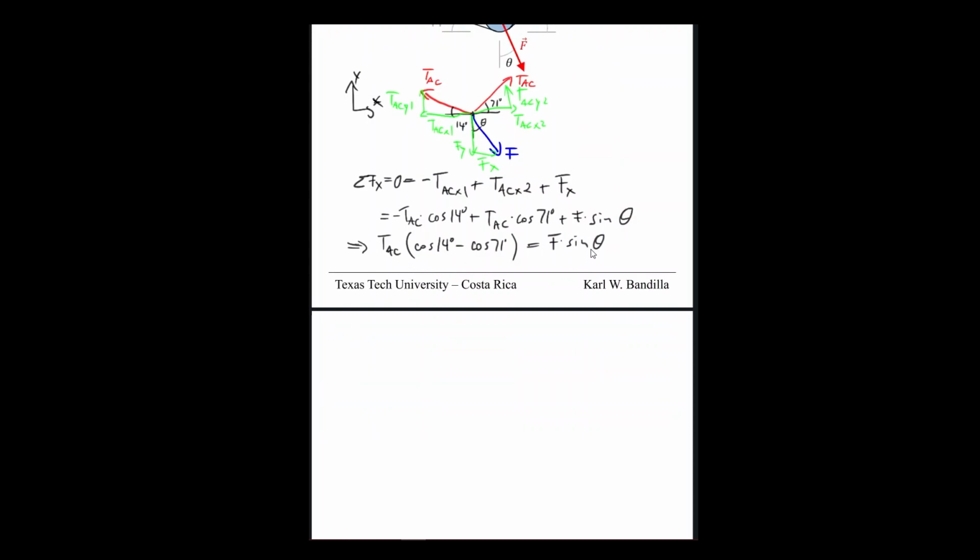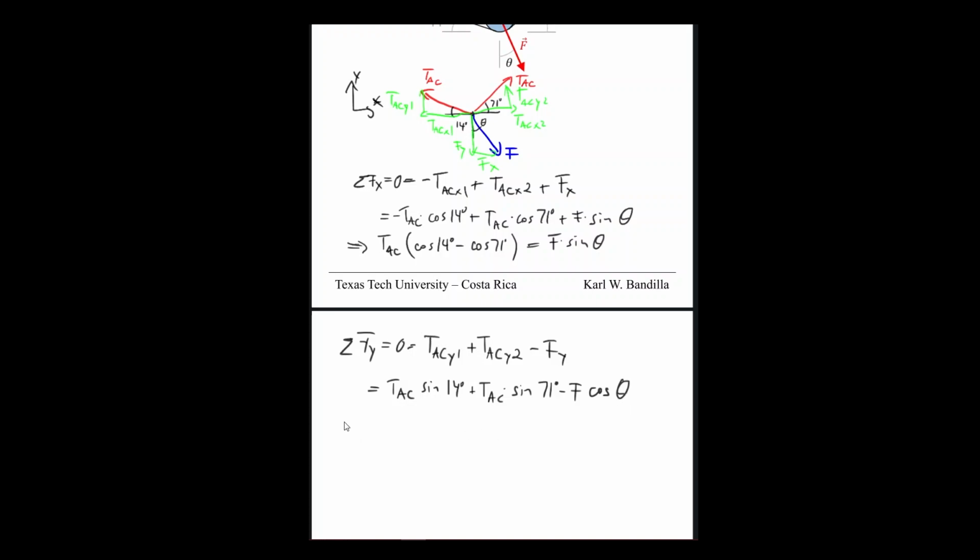Now, unfortunately, we have both of our unknowns in this equation, so we can't solve it directly. But let's see if we have more luck in the y direction. In the y direction, we would have TAC Y1 going upward, so positive. We have the other component going upward too, TAC Y2. And then we have minus F Y because it's heading downwards. That means in this case, both of our TACs are the sines, so it would be TAC times sine of 14 degrees plus TAC times sine of 71 degrees, and then minus F times cosine theta, because it's the adjacent leg.